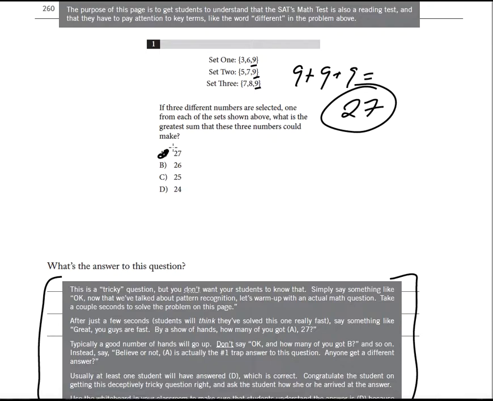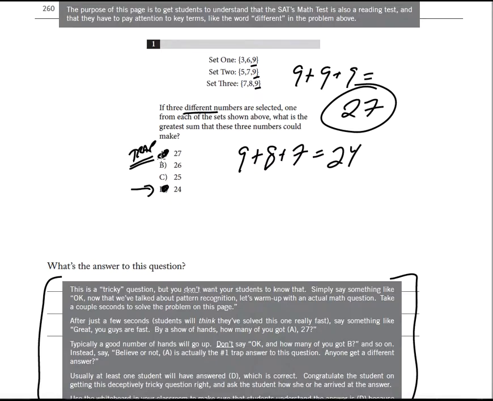The term different, right? If three different numbers are selected. Because if I don't see that word different, sure, I'm going to pick 9, 9, and 9. But if I see the word different, I know that I can't use the same number. So therefore, the only three numbers that are different from one another that are still the largest are 9 plus 8 plus 7, right? Which equals 24, which is the correct answer, D. This is our trap answer, choice A, okay?